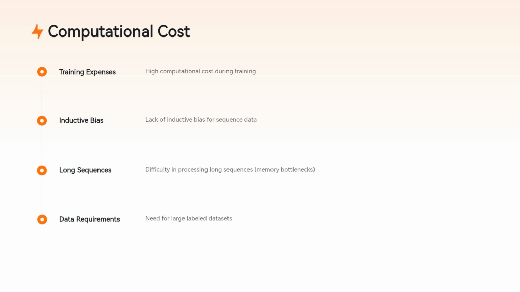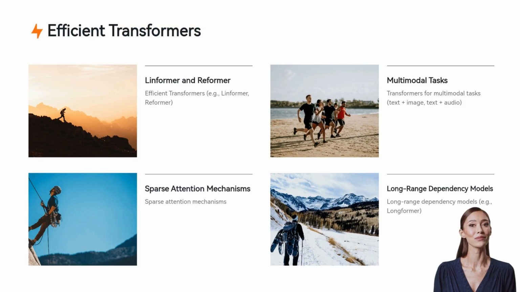Transformers can also face memory bottlenecks when dealing with long sequences, especially when the sequence length exceeds a certain limit. Finally, large labeled datasets are often required for pre-training, making the architecture less accessible for smaller tasks or domains with limited labeled data. Recent advances in transformer architectures have focused on improving their efficiency and extending their capabilities.